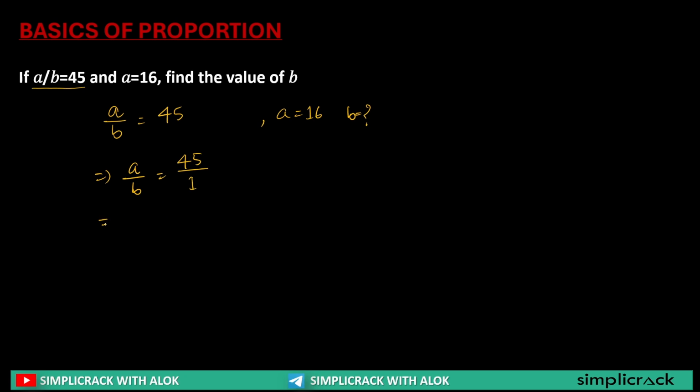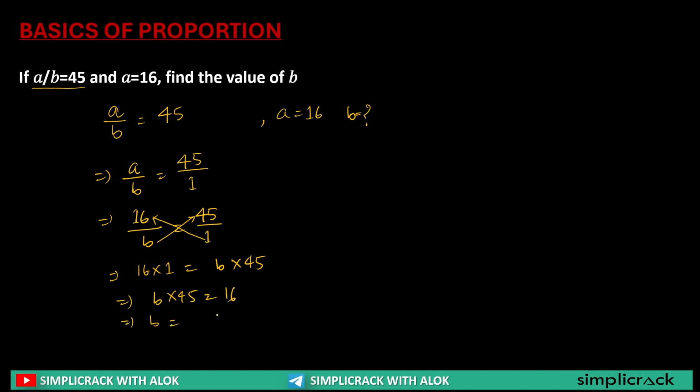Now here it is given that A is 16, so we put the value of A here. So 16 by B is equal to 45 by 1. Now this consequent will be multiplied with the antecedent on the right hand side, and this consequent will be multiplied with the antecedent on the left hand side. So it will be 16 multiplied by 1 is equal to B into 45. So B into 45 is equal to 16. Now B is equal to 16 by 45.